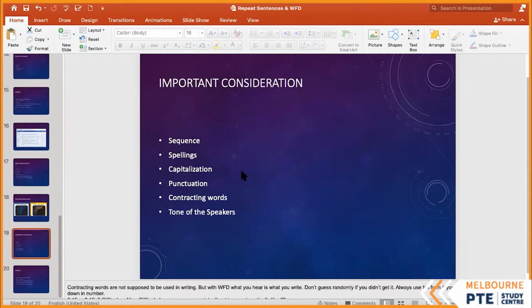Summarized written text doesn't, and write from dictation doesn't take more than 1 minute to write, okay? But I'm still saving a bit more than 1 minute.